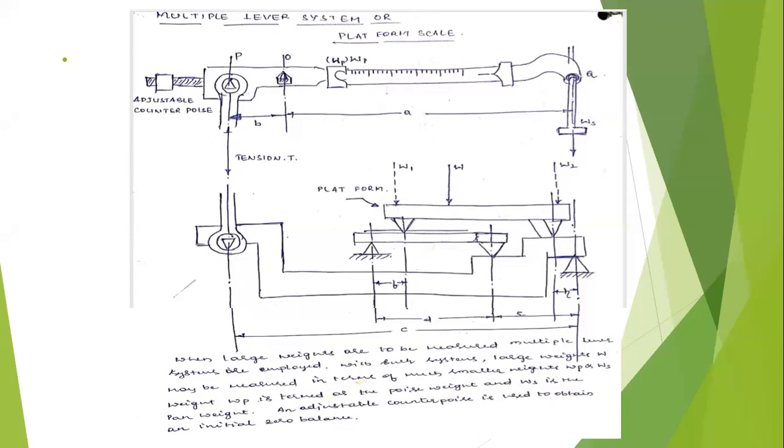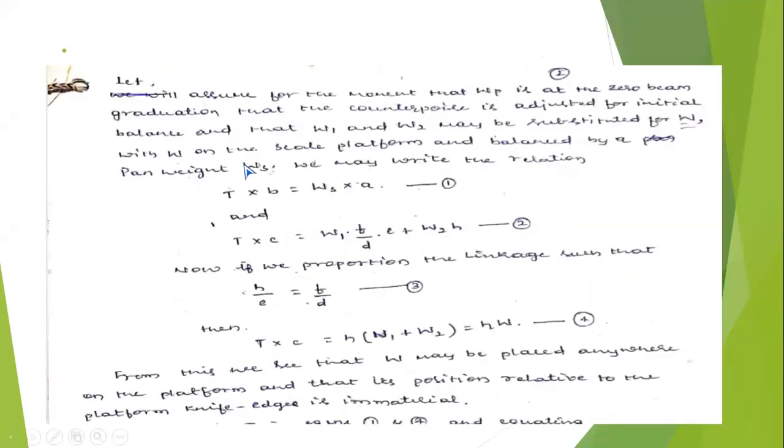Next, come to the point. This is the derivation, that is, the force measurement. That is P into B, WS into A. That is nothing but the load into the perpendicular distance. According to the force definition, it is the load into the perpendicular distance. That is the tension T and the perpendicular distance is B. In the same way, the load is WS and the perpendicular distance is A. In the same way, here you have a small derivation for force measurement. Then T into C, H into W1 plus W2 equal to HW.